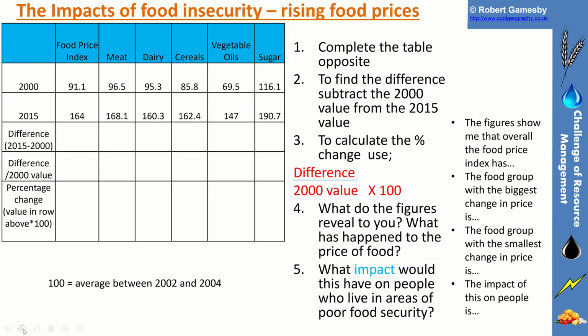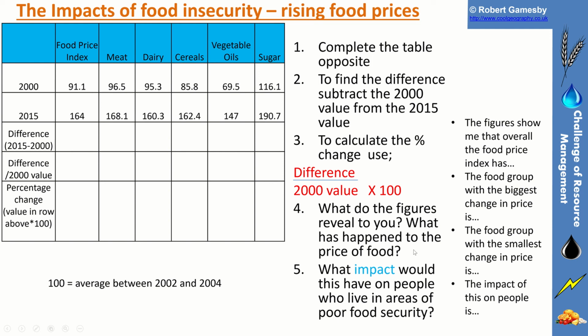In terms of tasks, you've got a percentage change task to do. Okay, so you just calculate the difference. So you'll take 2015, 164 and subtract 91.1. That'll give you the difference there. Then you'll take the difference, so that's that square there, and divide by the 2000 value, which is that one there. That'll give you a number in there. And then take that number and multiply by 100, and that will give you the percentage change.